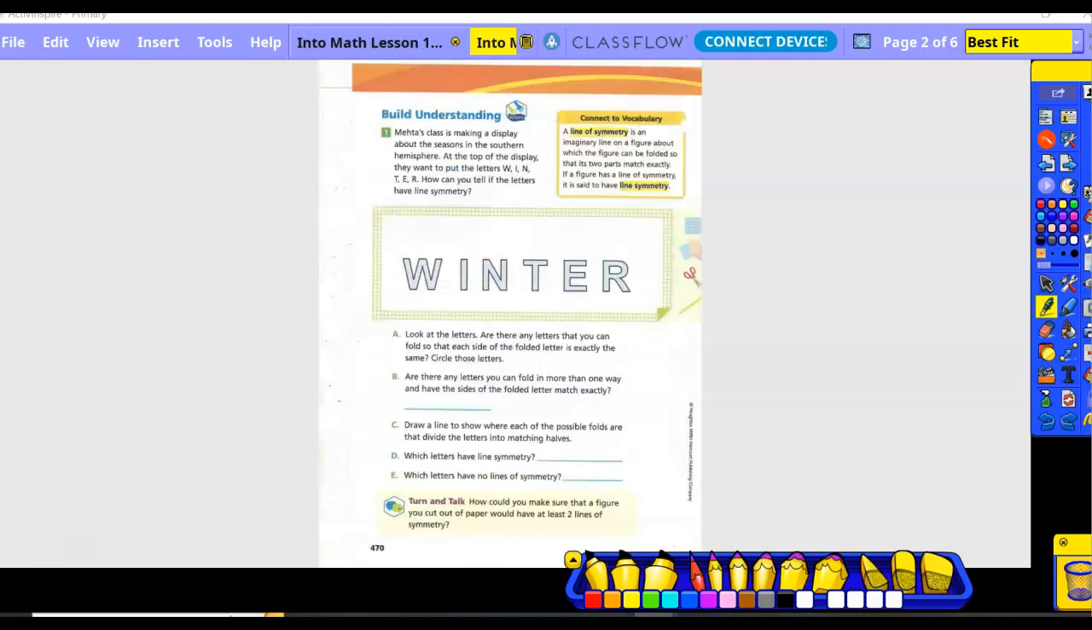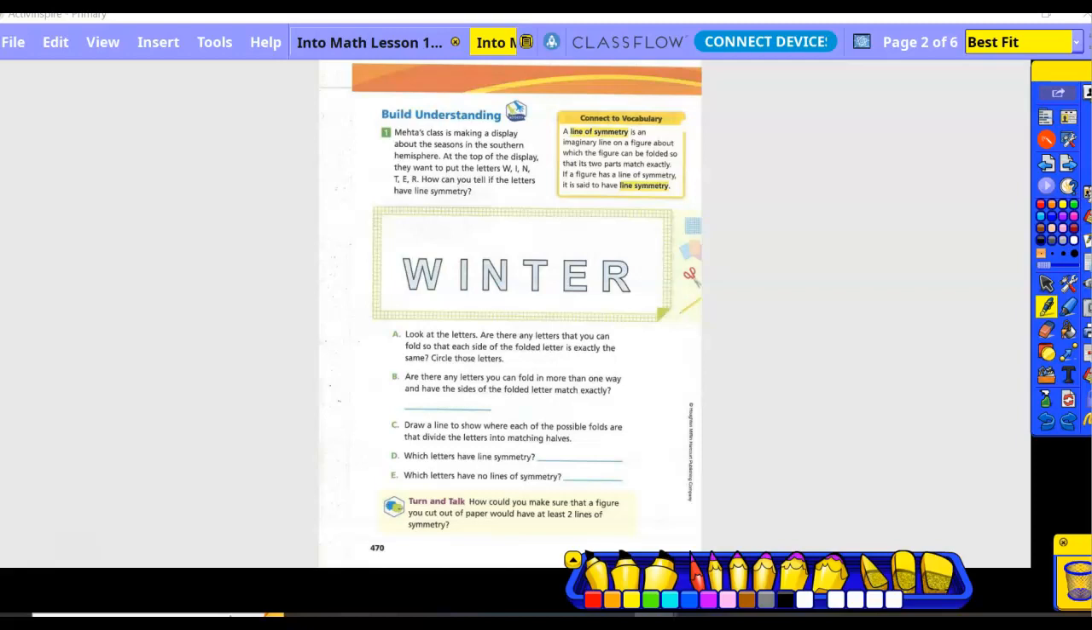Okay, vocabulary. A line of symmetry is an imaginary line on a figure about which the figure can be folded so that its two parts match exactly. If a figure has a line of symmetry, it is said to have line symmetry. So, Meta's class is making a display about the seasons in the southern hemisphere. At the top of the display, they want to put the letters WINTER. How can you tell if the letters have line of symmetry?